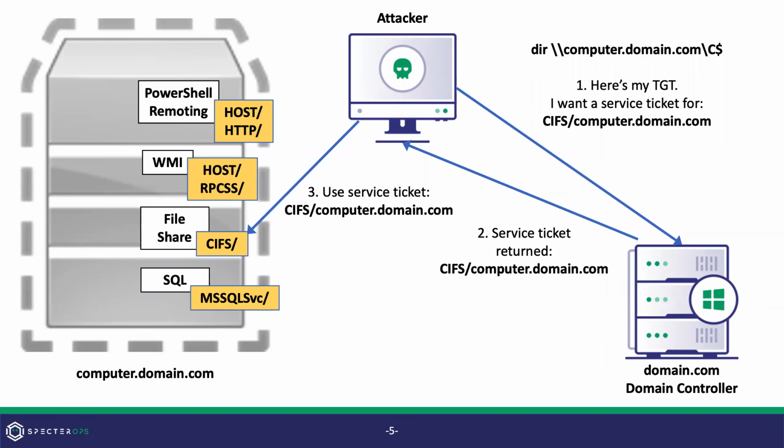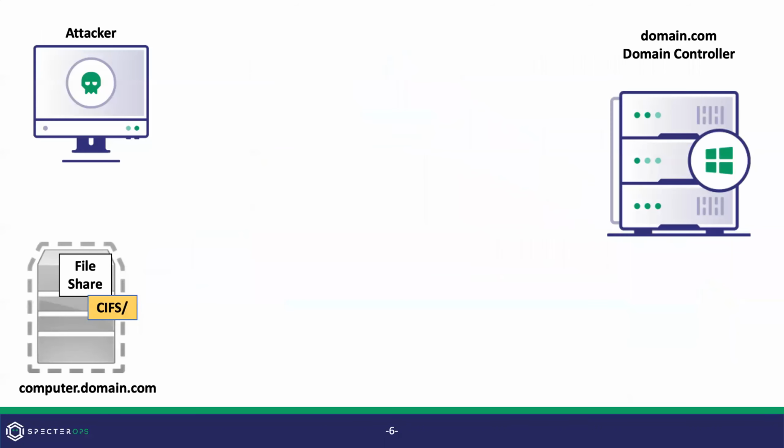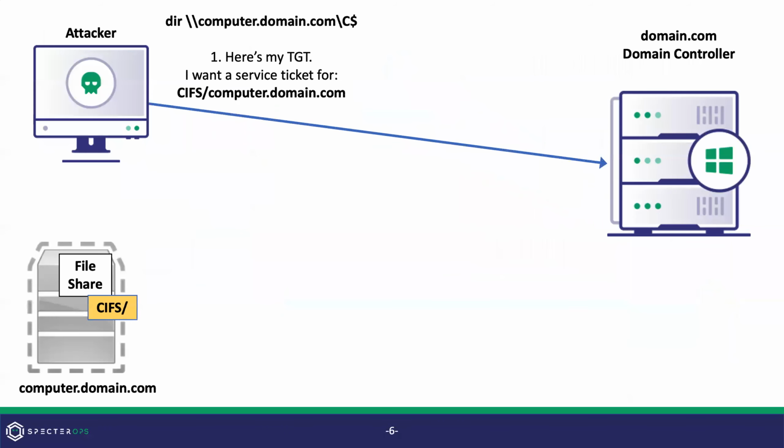And then the attacker, or the regular user, will take this service ticket and present it to the actual service itself. That's one way of looking at it, not too complex. We can get a little bit more complicated with some encryption type stuff. Same exact action, dir \\computer.domain.com\C$, the TGT goes to the DC and says I want a service ticket for this service principal name.